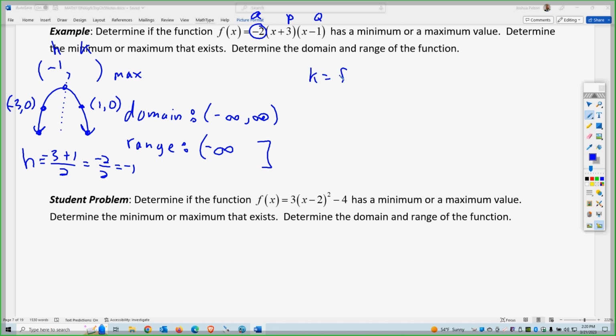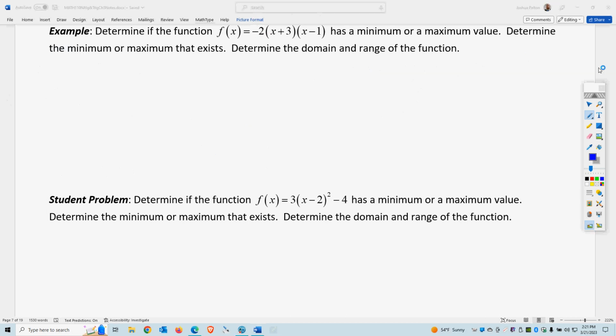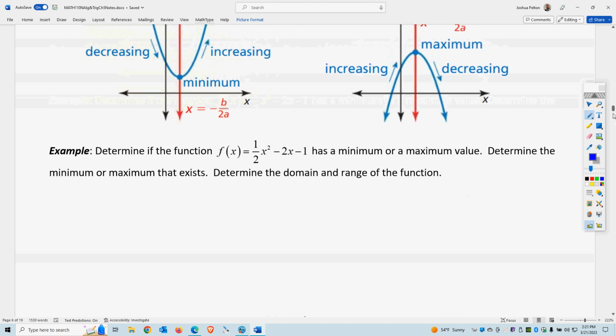So k equals f of h. So negative 2 times negative 1 plus 3 and negative 1 minus 1. So I get negative 2 times negative 2. So we get what? Positive 8, right? Okay, so this has a maximum value of 8. All right, pause the video, try the student problem for yourself. Or student problems, plural, I should say.